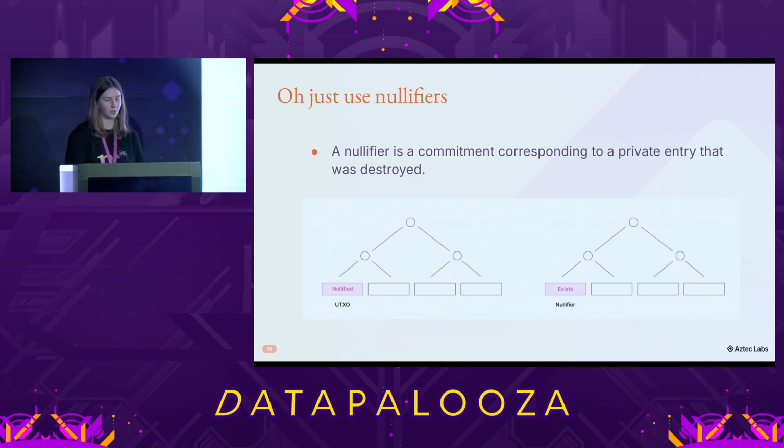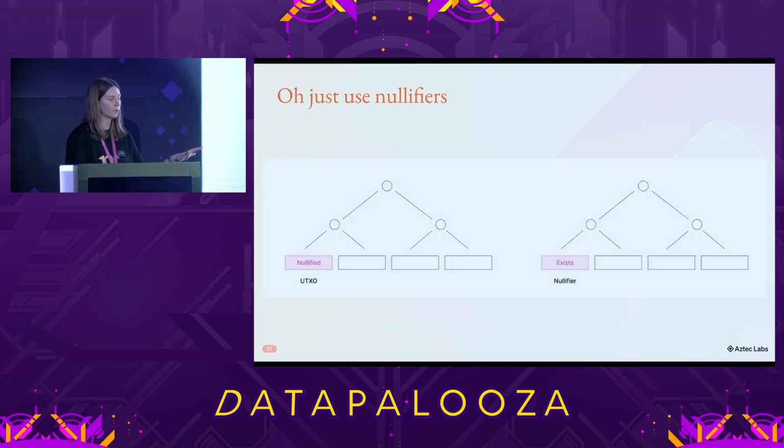A nullifier is a commitment corresponding to a private entry that was destroyed. That might sound a bit cryptic. Throw it away, look at the picture. We have our UTXO model. And by the way, we have trees here. We had tables before, but this is just a way to organize. It's the same database. It doesn't change anything. It just looks better.